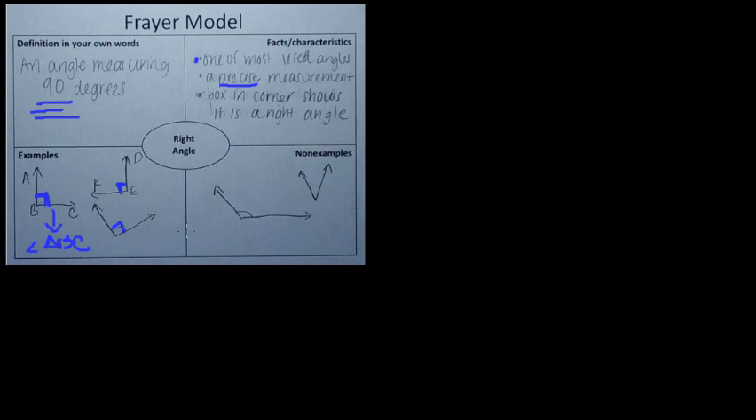Some non-examples. Here's an obtuse and here is an acute. Whoops, I forgot this. Here's another important detail, teaching as we're going. These little semicircles in here, they have to be drawn there.